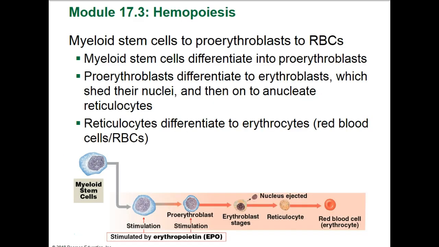Okay, some of the myeloid stem cells will become proerythroblasts, which will then turn into red blood cells, or erythrocytes. So the myeloid stem cells can differentiate into proerythroblasts, that differentiate into erythroblasts, and then they shed their nuclei. Up to that point, they do have a nucleus. And then they become an anucleate reticulocyte, which then differentiate into what we know as our red blood cell or erythrocyte.